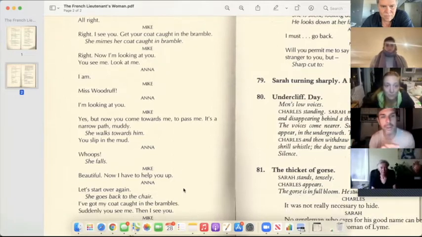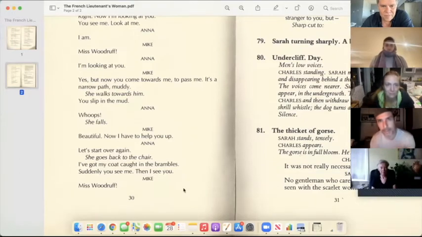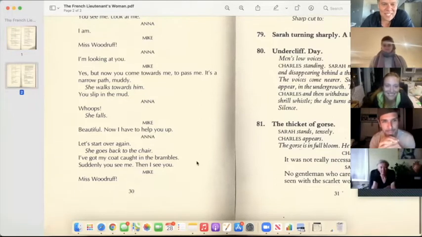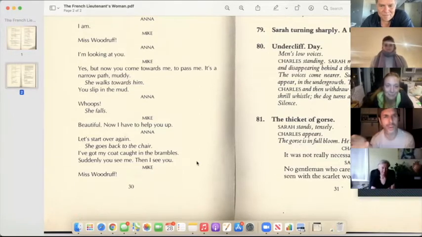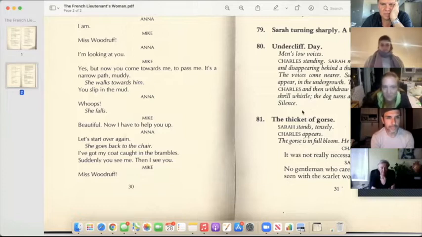Yes, but now you come towards me to pass me. It's like a narrow path, muddy. She walks towards him. You slip in the mud. Whoops. She falls. Have you seen this before, Tony? Excellent. She falls. He says, beautiful. Now I have to help you up. Let's start over again. And she goes back to the chair. I've got my coat caught in the brambles. Suddenly you see me, then I see you.